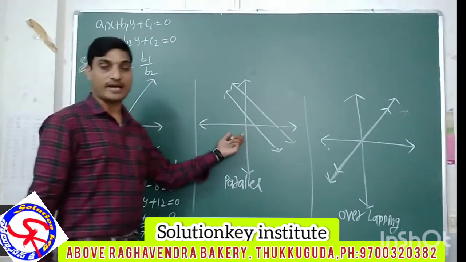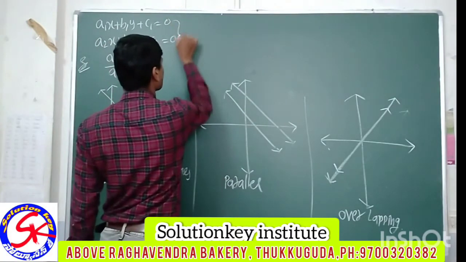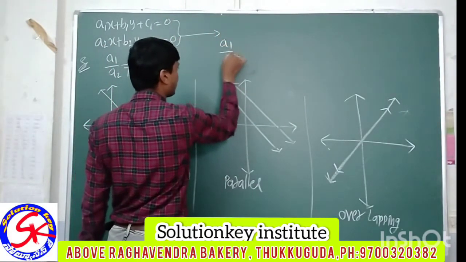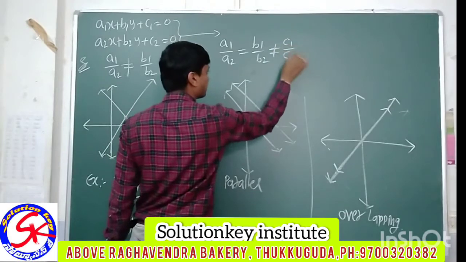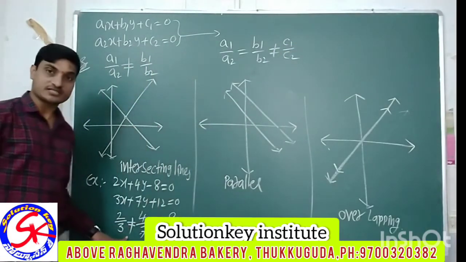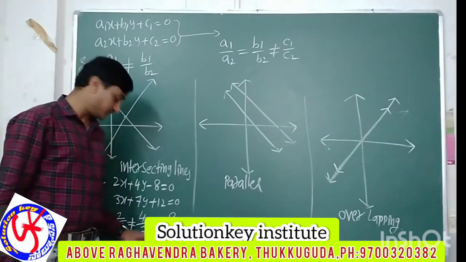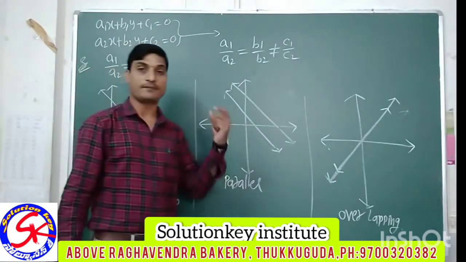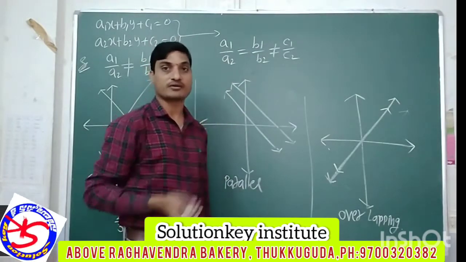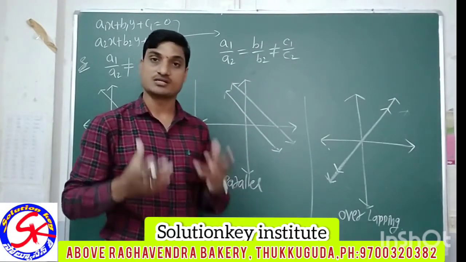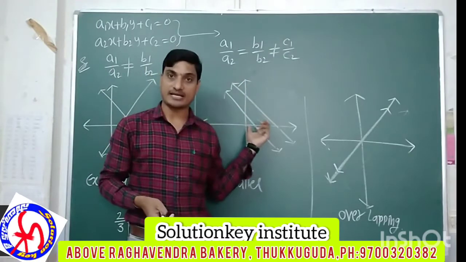Then parallel. What is the condition for parallel lines? For the same two lines, a1 by a2 is equal to b1 by b2 is not equal to c1 by c2. In the first case it is not equal, here it is equal. So when the first two are equal but the third, the constant ratio c1 by c2, is not equal, then those two equations form parallel lines.